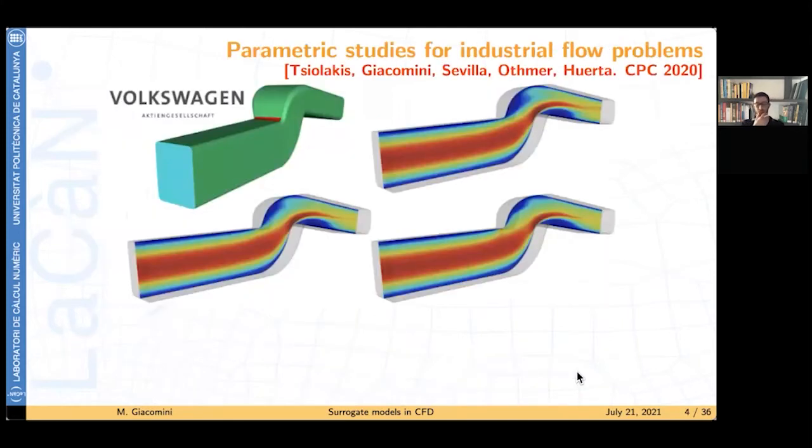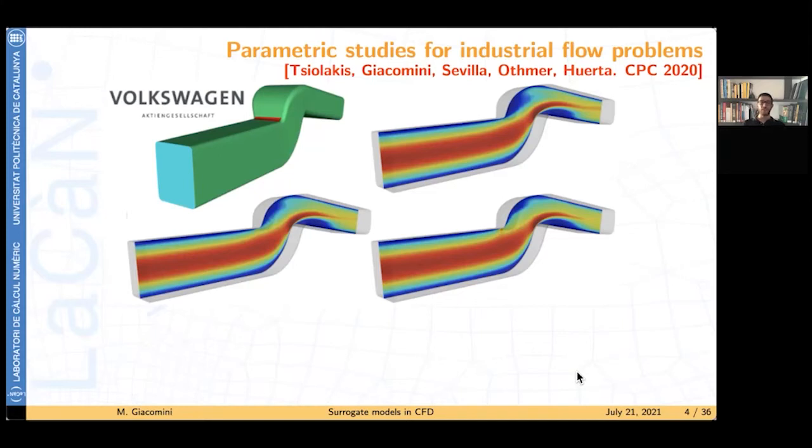So let me start with the motivation of this work. This work actually goes back to a collaboration that we've been developing for some years with Volkswagen Corporate Research. And these results that I'm showing are part of the PhD thesis of Vasilis Tsiolakis. In the problems that our industrial partners solve on a daily basis, the main bottleneck is the necessity of performing parametric studies. Parametric studies means solving problems with slight variations of a set of parameters, which may be the domain, the boundary condition, or the condition in which the system is working.